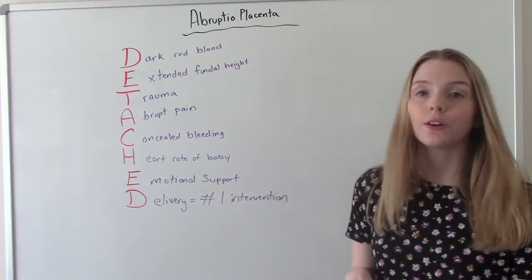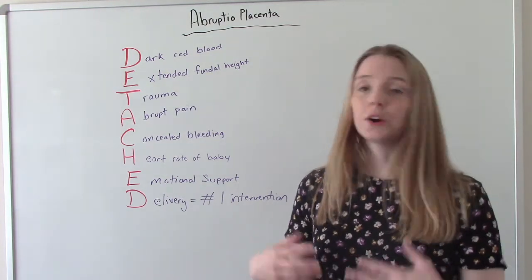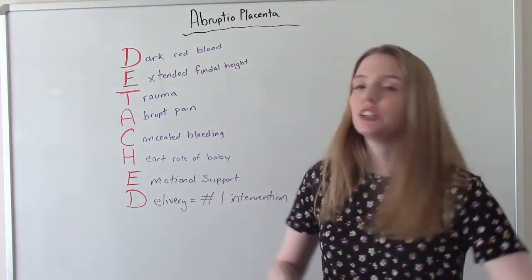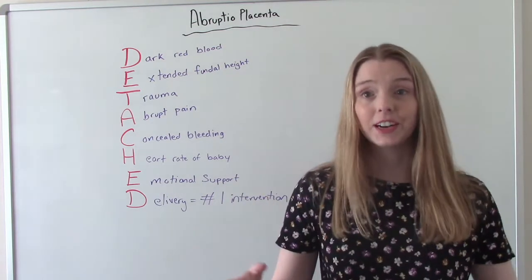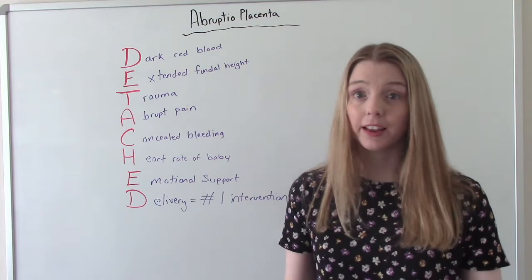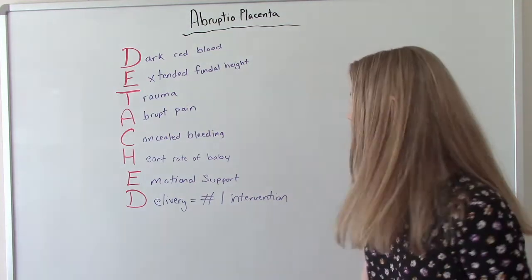H is for the heart rate of the baby. So when the woman comes to the labor and delivery unit or the clinic or wherever she's coming, and she presents with that bleeding and she presents with that pain, the very first thing you want to check is, how's baby doing? Is baby handling this? Usually not so well, right? Usually they don't handle it so well.